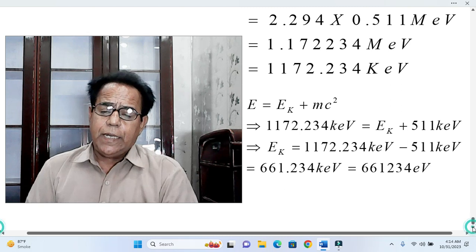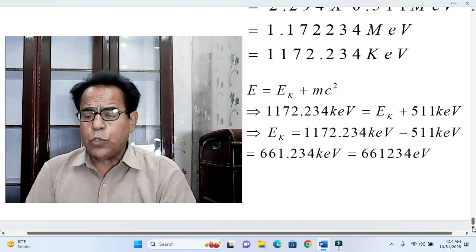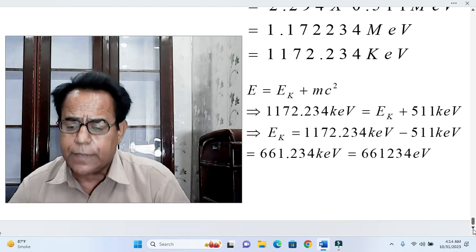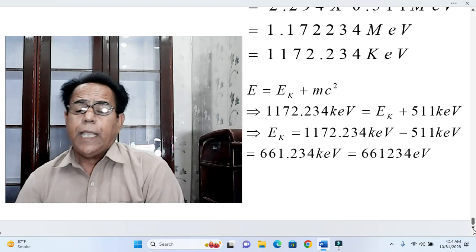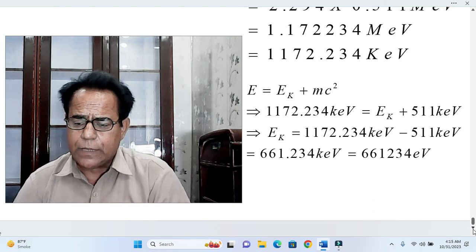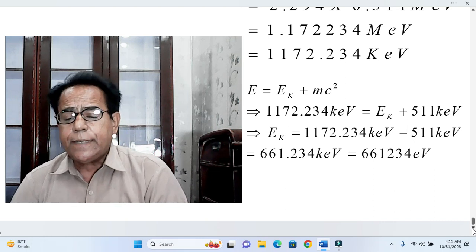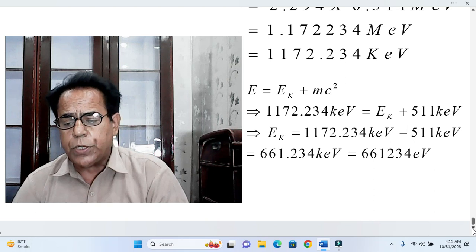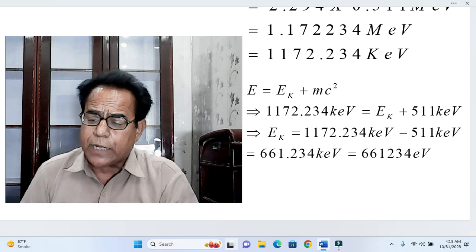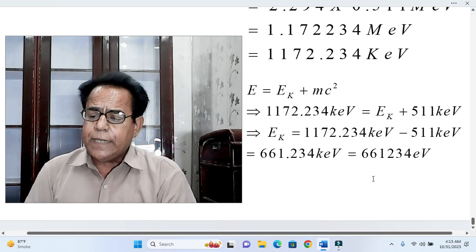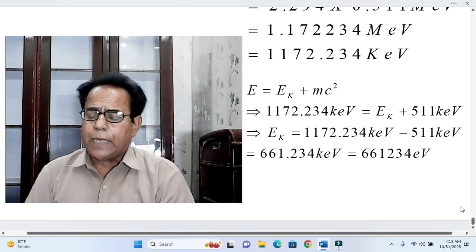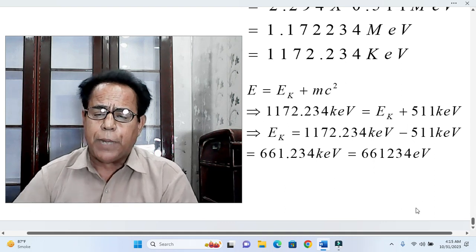And finally we are going to calculate kinetic energy. We know that total energy is equal to kinetic energy plus rest mass energy, and from this expression we have found the value of kinetic energy, which has become equal to 661.234 kilo electron volt, and we have further converted it into electron volt, which is 661.234 electron volt. This last step is not compulsory, it is just a matter of discretion.